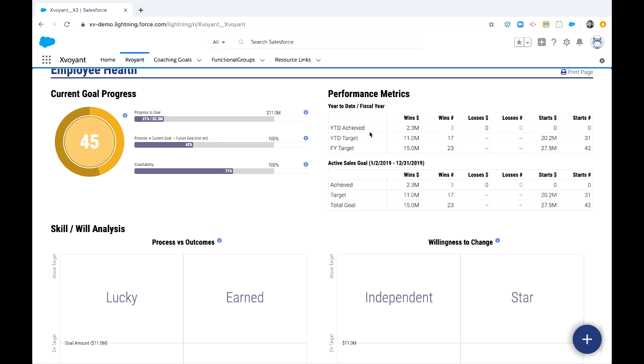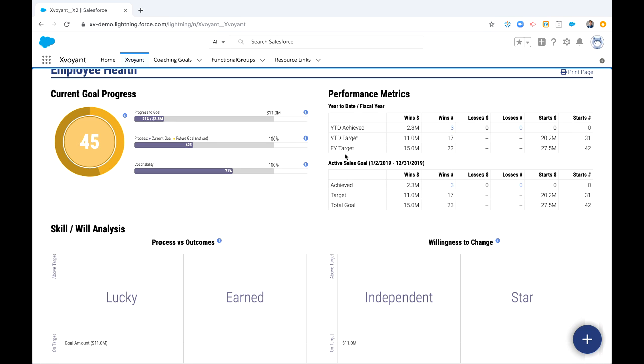If we go down to year-to-date target, this is the number that we're saying that they should be at today. Instead of being at 2.3 million, they should be at $11 million today. That equals to about 17 opportunities according to their current process. And in order to have closed 17 for 11 million, they should have already started 31 opportunities for 2.2 million.